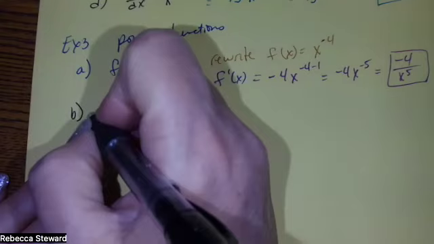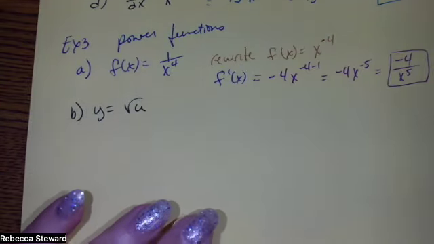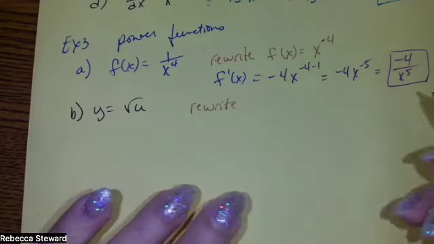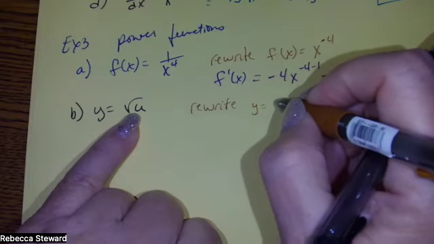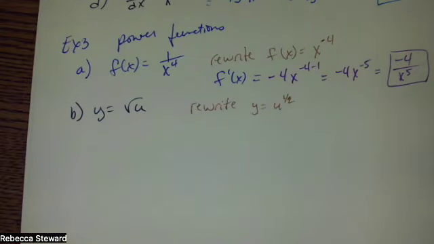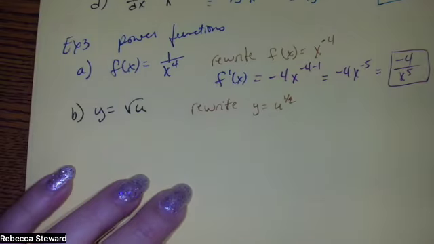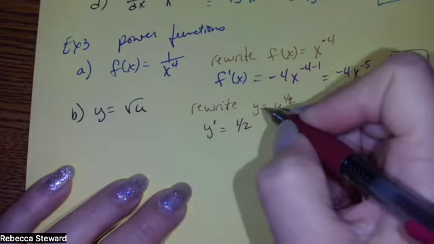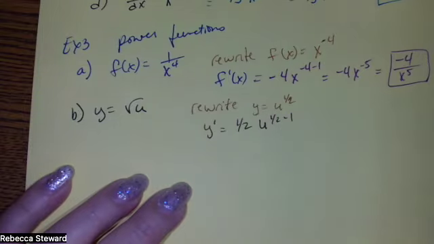So for B, we have y is equal to the square root of u. Again, we are going to rewrite. And that is going to be y is equal to u to the 1/2 power. If it was like a cubed root, it would be 1/3. So now we can do our y prime. The y prime is equal to 1/2 u to the 1/2 minus 1.